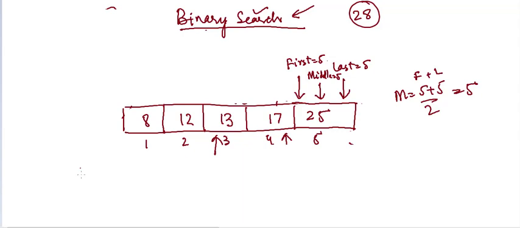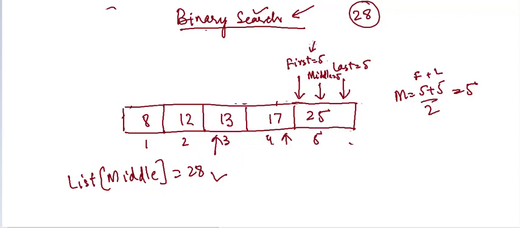Once again we are going to check if list middle, which means list 5, is that equal to 28, right? And the answer is no. If the answer is no, we are now going to do what? We are going to follow the same routine. We are going to add 1 to first.